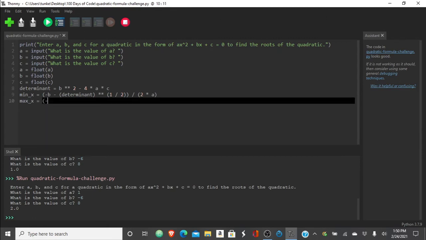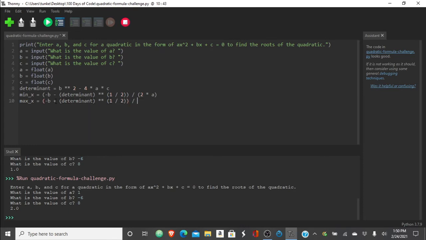Okay, so that's going to be negative b plus the determinant, raised to the half power, square root of the determinant, and that's divided by 2 times a. So the only thing that changes is the plus. Remember, in the quadratic formula, the top part of the fraction is negative b plus or minus the square root of b squared minus 4ac, the determinant, all divided by 2a. So the minimum x value uses the negative, and the max x value uses the positive.